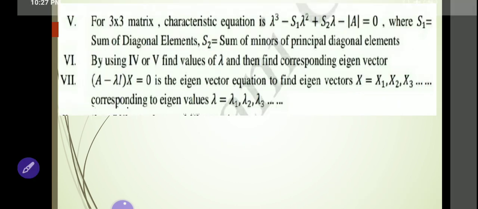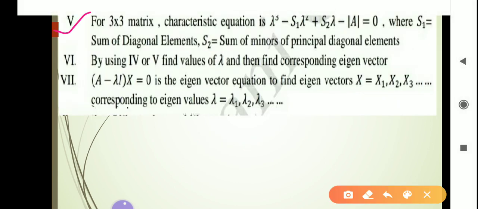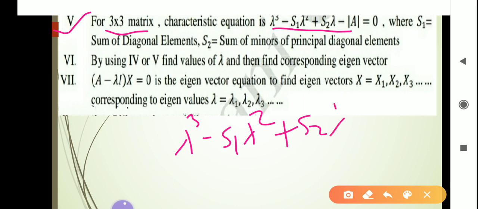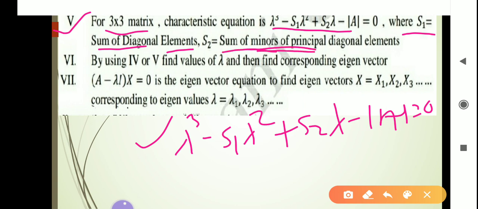If the matrix is of order 3 by 3, then use this formula: lambda cube minus s1 lambda square plus s2 lambda minus determinant of A equal to 0. That is how we expand the characteristics polynomial. Here s1 is the trace of the matrix, that is the sum of the diagonal elements of the given matrix, and s2 is the sum of minors of the principal diagonal elements.